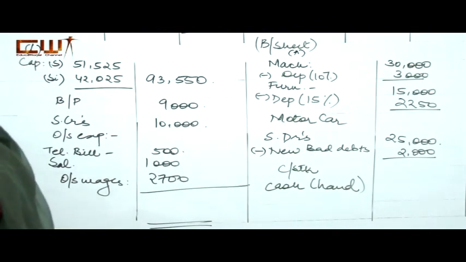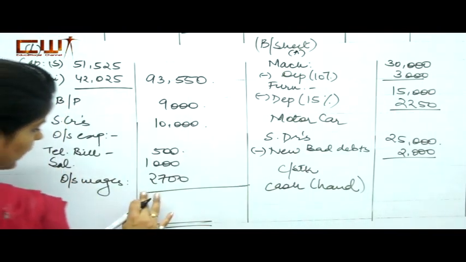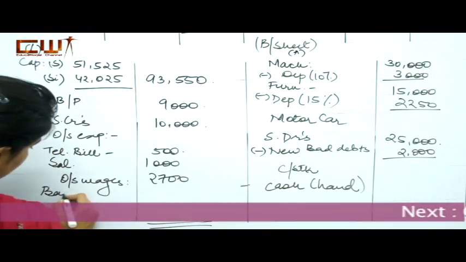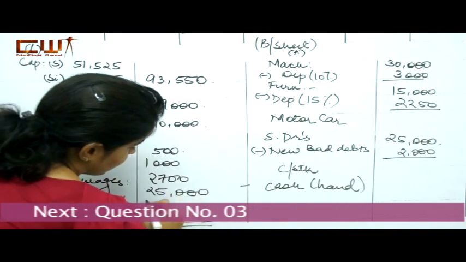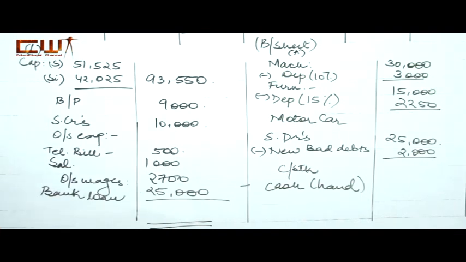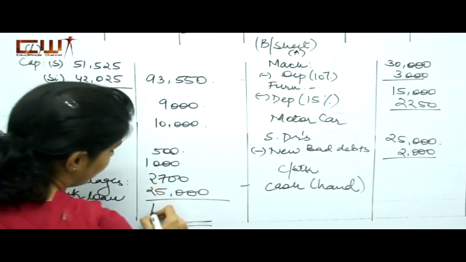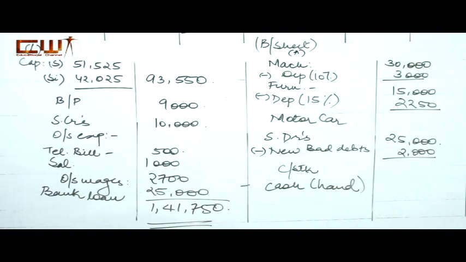Then you have bank loan also they have given in the question. I'm sorry. Bank loan is for 25,000. Mention that also. Bank loan is missing. Bank loan is 25,000. So 93,550 plus 9,000 plus 10,000 plus 500, 1,000, 2,700 and bank loan 25,000 gives 1,41,750. So this was the capital account of the partners, and you have prepared the balance sheet. Now we move on to the next numerical.